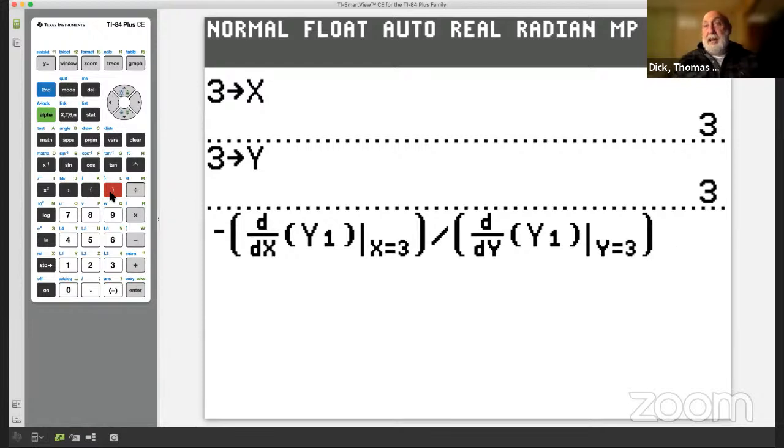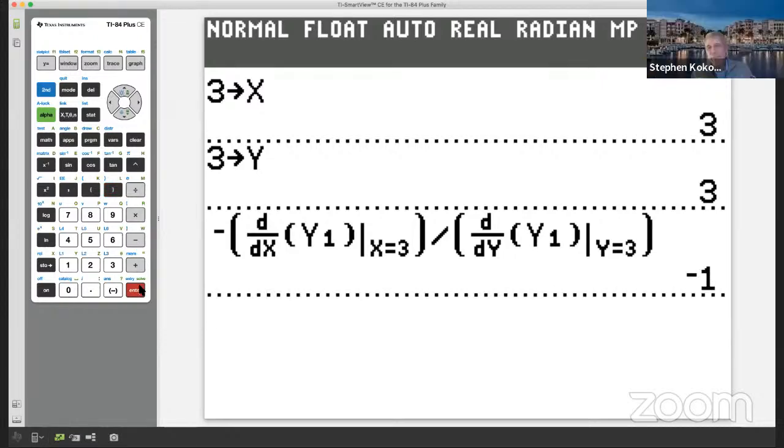And finally, after all that, we had figured out before that the implicit derivative at that point should be -1. So let's see if the TI-84 is able to calculate that same thing. Boom. How about that? There it is. It's an interesting technique.